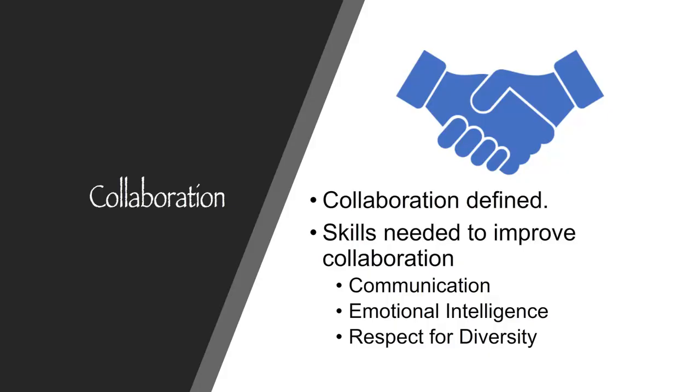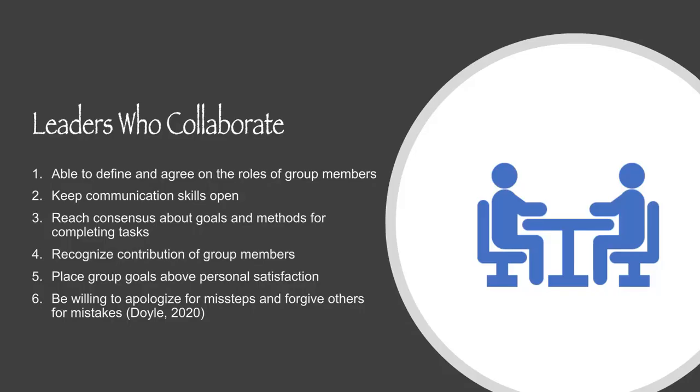Leaders with healthy collaboration skills are able to define and agree on the roles of group members in the collaborative process, keep communication skills open, reach consensus about goals and methods for completing tasks, recognize contributions of group members, place group goals above personal satisfaction, and be willing to apologize for missteps and forgive others for mistakes. And this comes from Doyle.